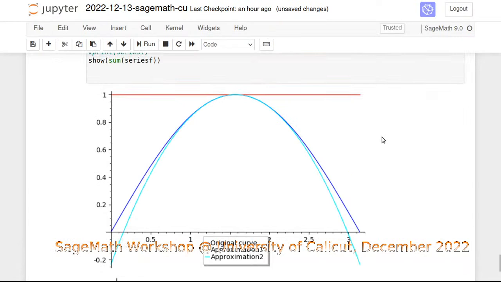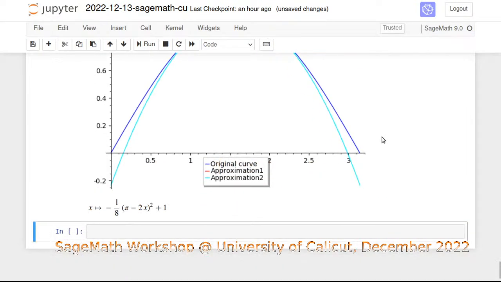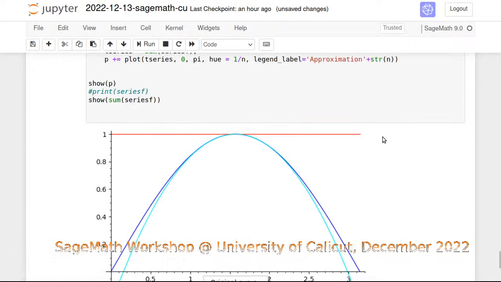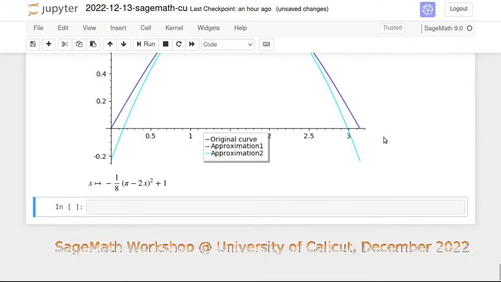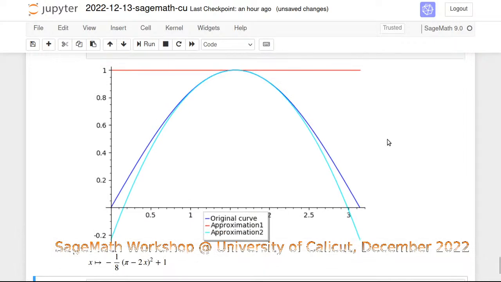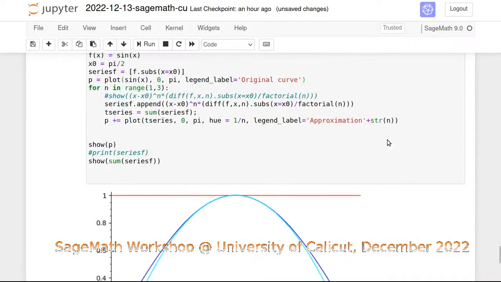Approximation 1, where is the original curve? The original curve is the blue one. Approximation 1 is the straight line because it's a linear polynomial. Approximation 2, which is a quadratic polynomial, is almost a parabola and it's very close.